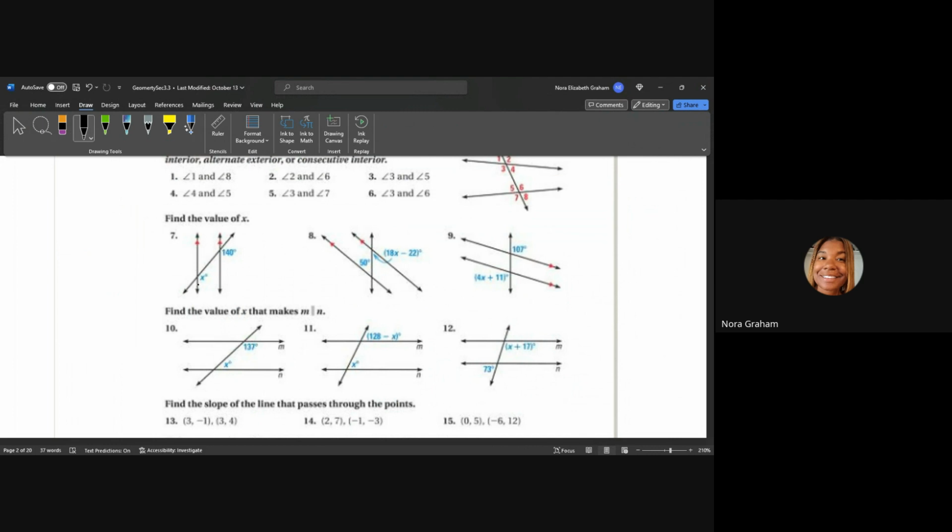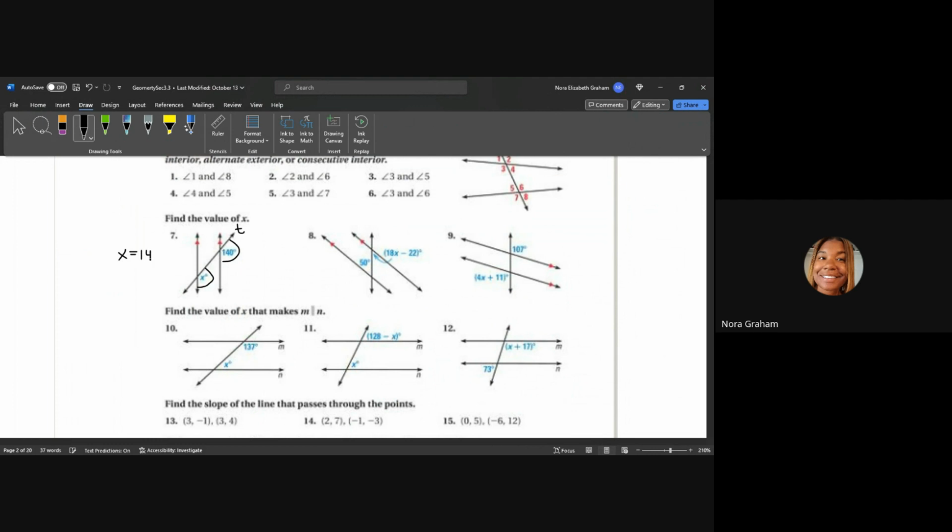So for this one, I notice this is my transversal that cuts my 2 parallels. If I look at this 40 degrees and this one right here, notice again, they stay on the same side of my transversal, and they lie on top of each of my parallel lines. So I know they're going to be corresponding angles. Corresponding angles are congruent. So my x is going to equal 140.